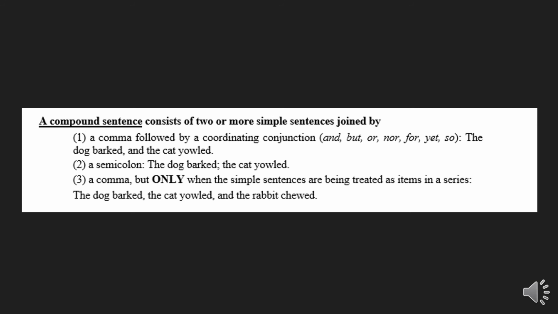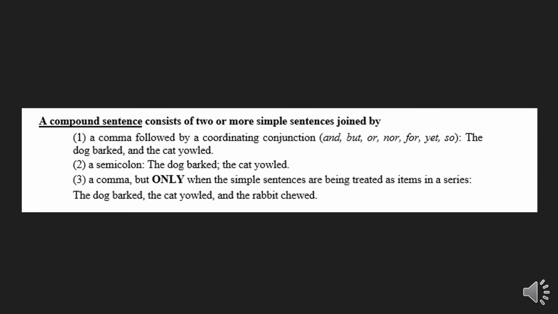Okay, the third way you can combine a compound sentence is with a comma, but only when the simple sentences are being treated as items in a series. So you can use simple sentences in a series. The dog barked, the cat yowled, and the rabbit chewed. Again, this is telling us what each of these animals did. There's a subject and then a simple verb that comes after it.